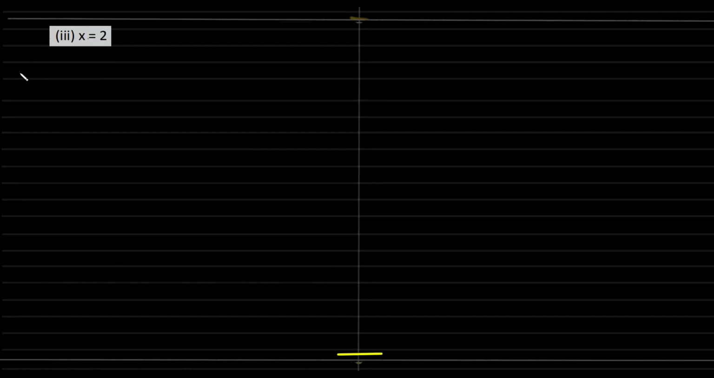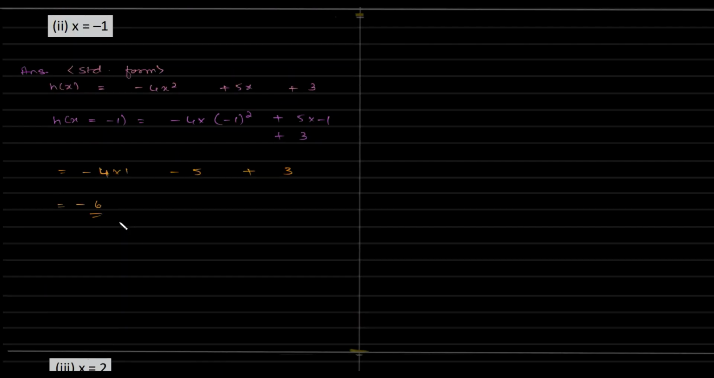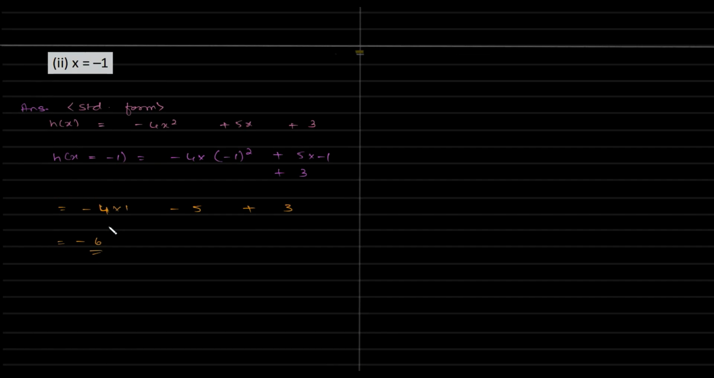And the last question. First thing is in standard form. Then we have h of 2. So minus 4 into 2 squared plus 5 into 2 plus 3. So minus 4 into 4 is minus 16, plus 10, plus 3. So we have minus 6 plus 3, which is minus 3. And this is your value for h at x is equal to 2.